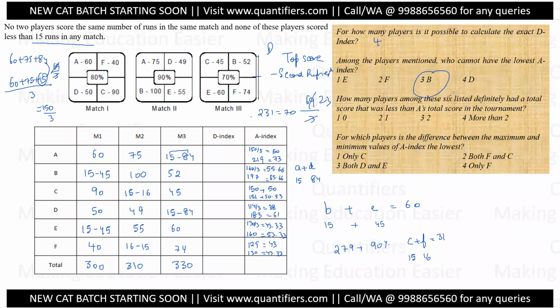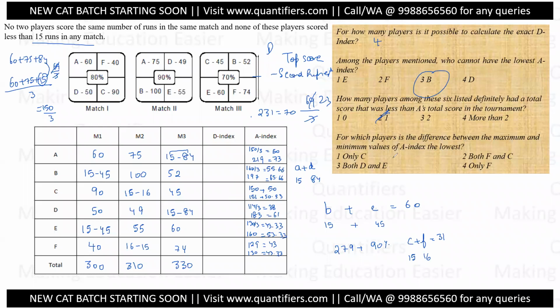Okay. How many people among the 6 listed definitely had a total score that was less than A's total? A के टोटल से डेफिनेटली लेस था. कितना? कौन होगा वो बेटा? Only F. Right? Only F is that person who had a total score that was less than A. बाकी सबका ज्यादा भी हो सकता है ना? Because A's minimum score is 150. Only there is one person whose maximum score is less than A. सिर्फ एक ही बंदा ऐसा है जिसका मैक्सिमम स्कोर भी A से कम है, बाकी सबके ज्यादा हो सकते हैं. Alright, so there is only one person.